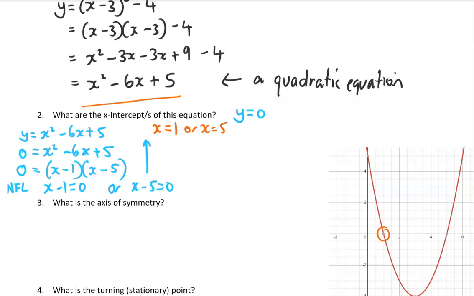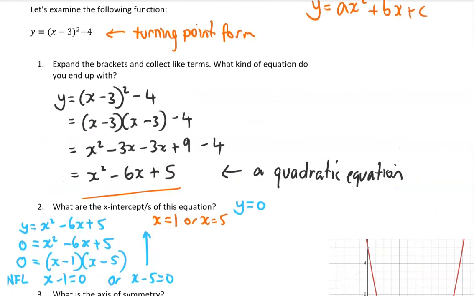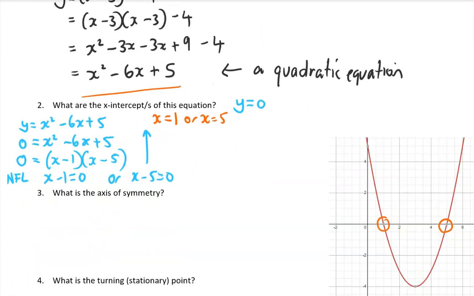And we can see those two points very clearly on our graph. So that's one way we can do it. An alternative way is to actually use the turning point form that it came in originally. So I'm going to try that.